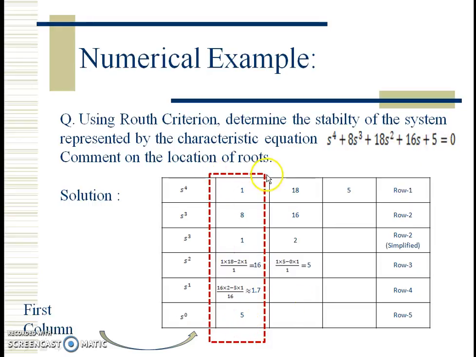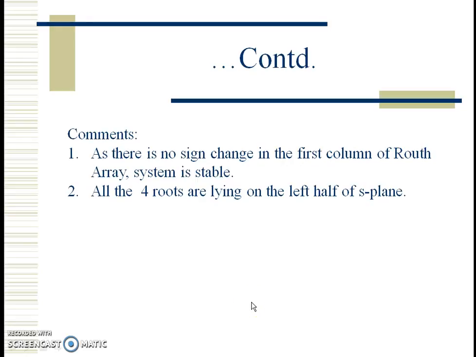Then we have identified the first column and checked if any sign change exists in it. The answer was no. All the elements in the first column of the Routh array are positive. So what is the conclusion? The conclusion is there is no sign change in the first column of the Routh array. So obviously the system is stable, and as the highest power of s in the polynomial is 4, all 4 roots are lying in the left half of the S-plane.